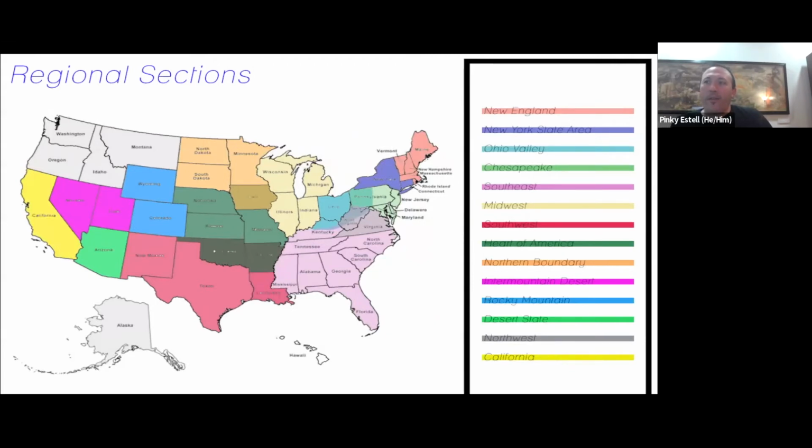Hawaii is a little bit of an outlier. It is currently unassigned. It does not have a regional section. They usually play with California or the Northwest section, but they technically are between sections at the moment. It's just a factor of their distance from the mainland US.